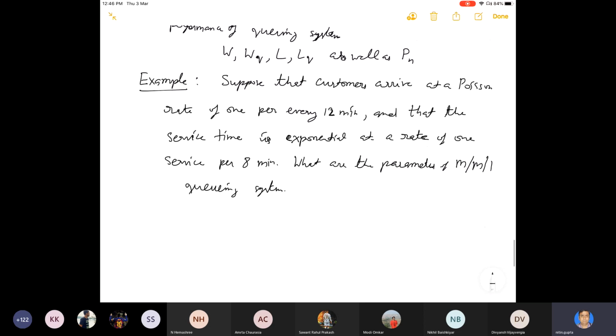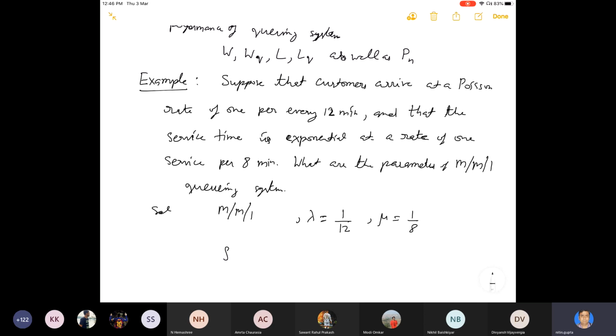So we are saying that only one server is there. So what are the parameters of the queuing system? Because it is an MM1 queuing system, what is the lambda arrival rate? Customers arrive at a Poisson rate of 1 per every 12 minutes. So the rate is 1 by 12, and mu, the service time is exponential at a rate of 1 service per 8 minutes. So 1 by 8.